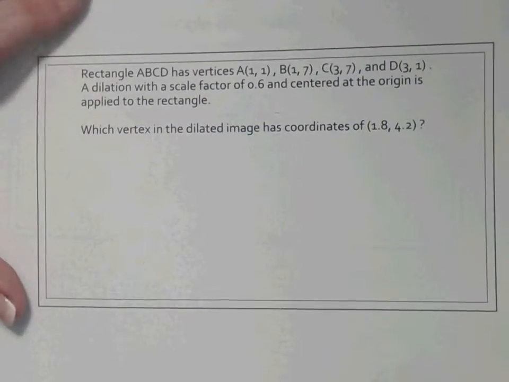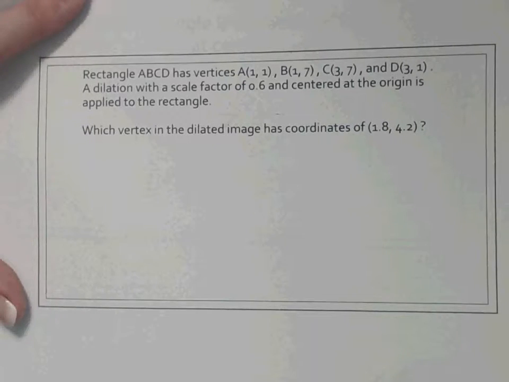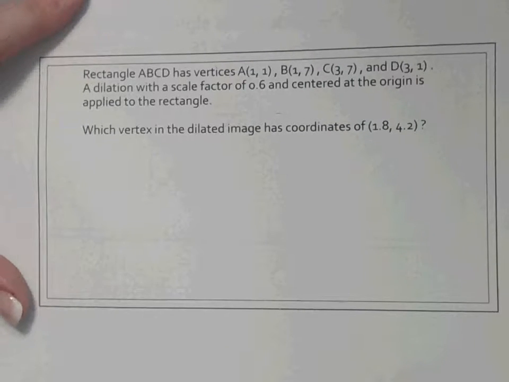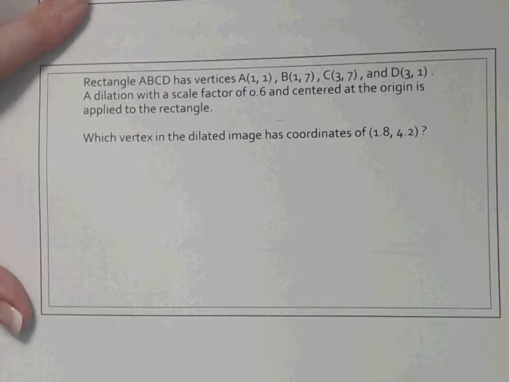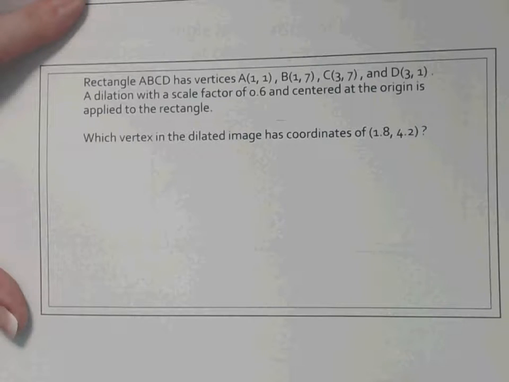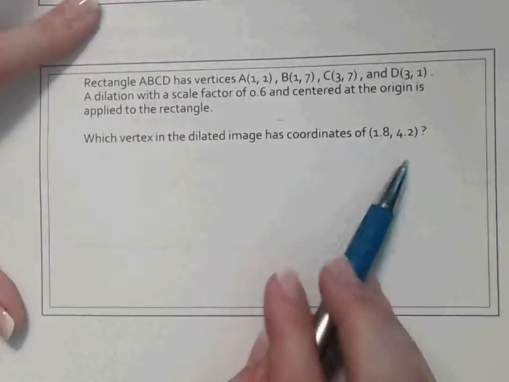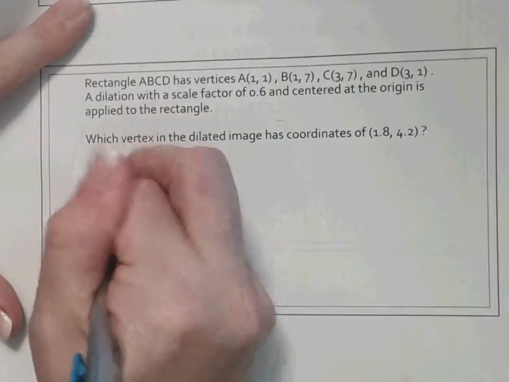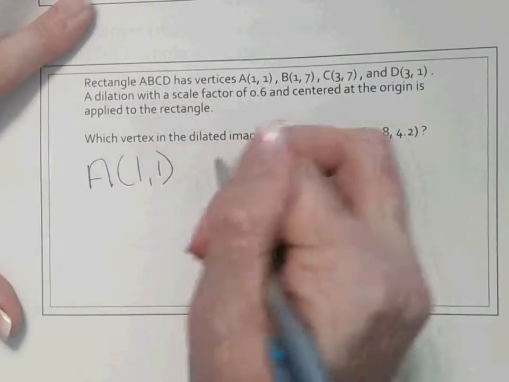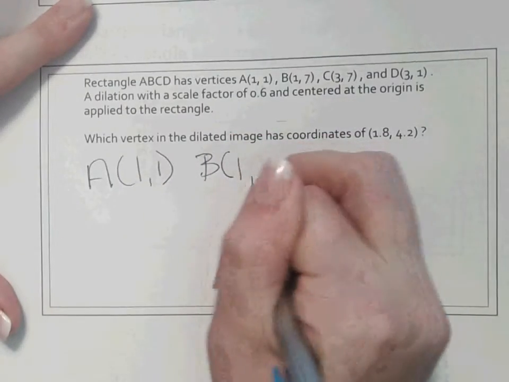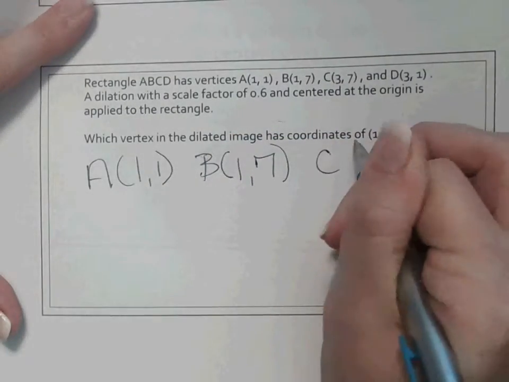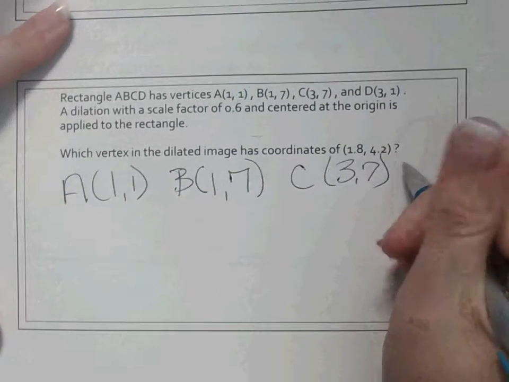Okay, rectangle ABCD has vertices A (1, 1), B (1, 7), C (3, 7), and D (3, 1). A dilation with a scale factor of 6/10 and centered at the origin is applied to the rectangle. Which vertex in the dilated image has coordinates of (1.8, 4.2)? So what we're going to do is take our points and find what the new points would be by applying this dilation.